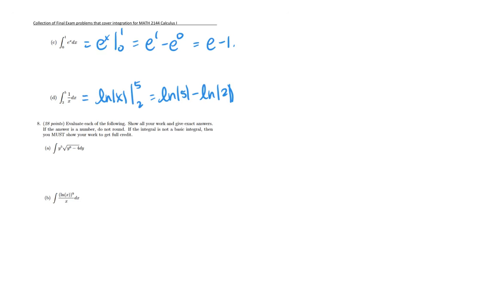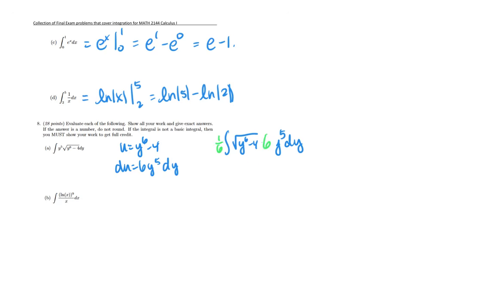Next, I need to evaluate each of the following. So this one is going to utilize u substitution. So I can let u equal y to the 6th minus 4. Then du is going to be 6y to the 5th dy. So I need a 1/6 on the outside and a 6 on the inside. So I'll have square root of y to the 6th minus 4 times 6y to the 5th dy. Because I multiplied by this 1/6 out here and this 6 in here, I'll make them a different color so I can see it.